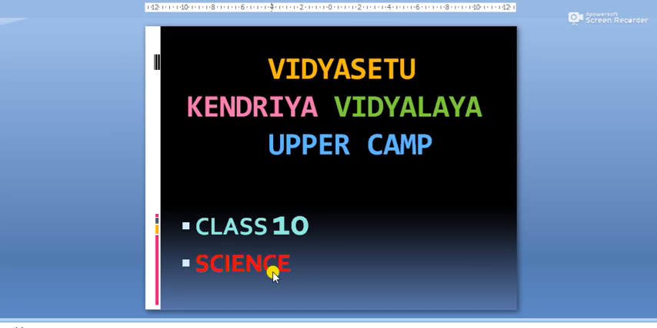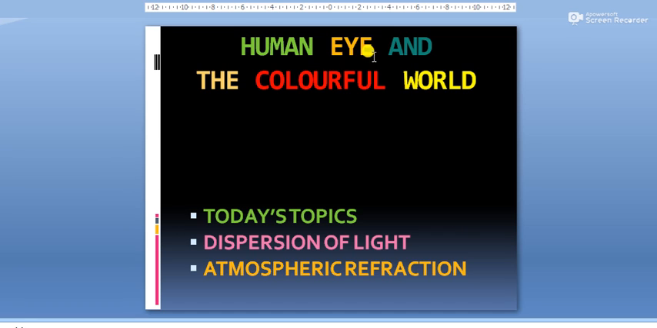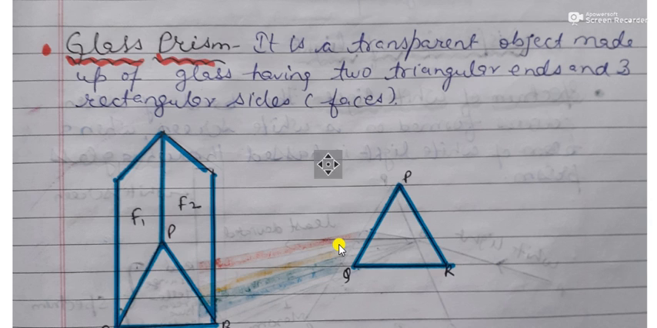Today, we are going to study a new chapter of physics, which is human eye and the colorful world. In this chapter, today we are going to study dispersion of light through a glass prism and about atmospheric refraction. So let's start our class.